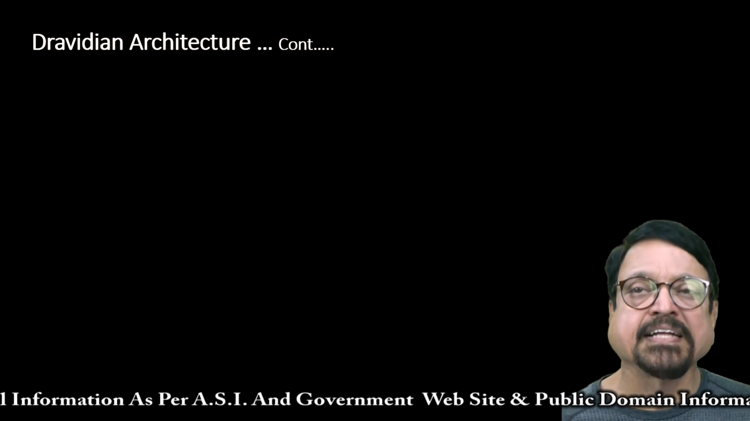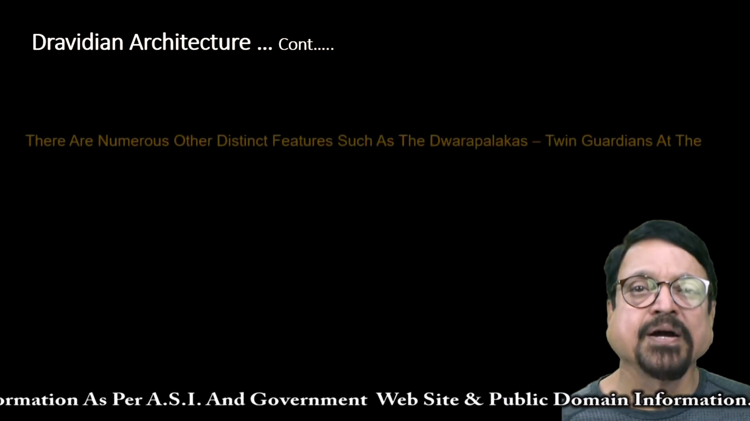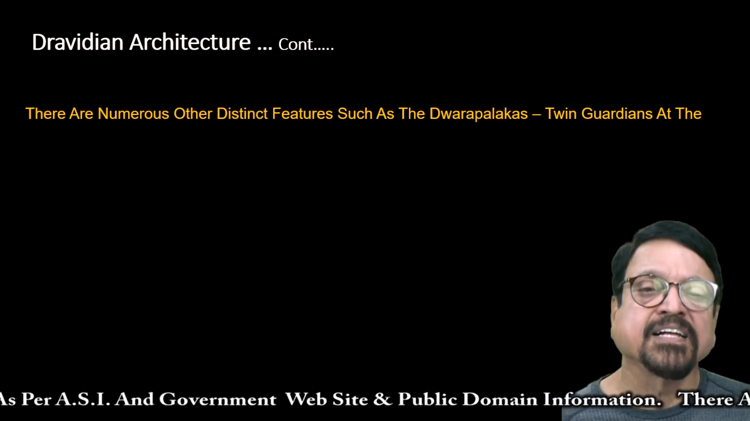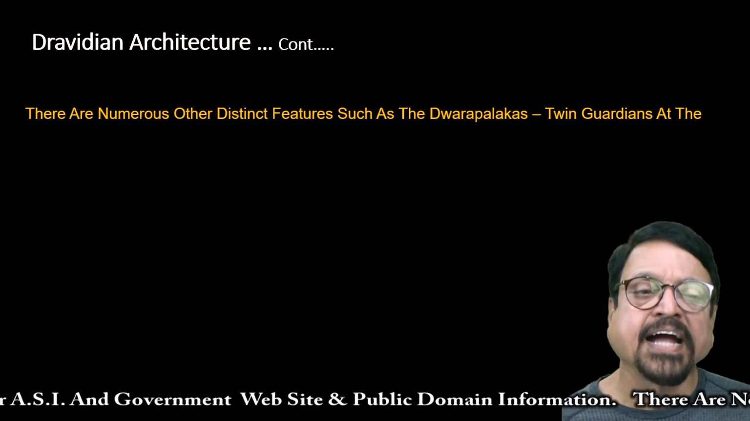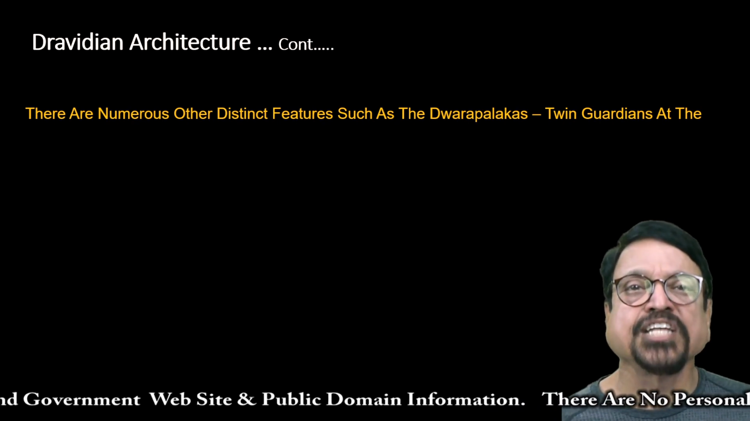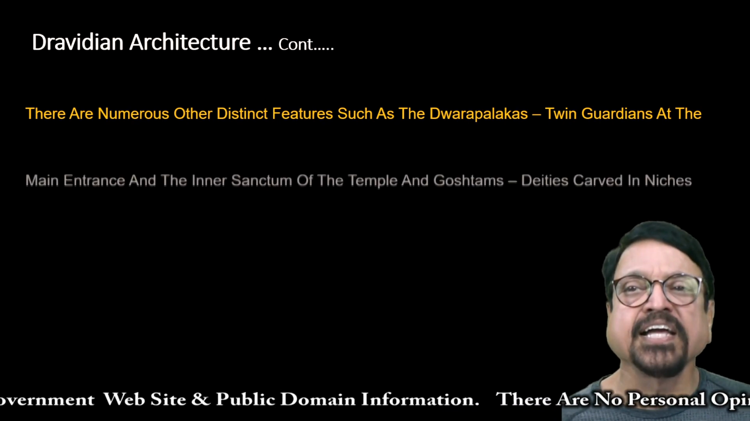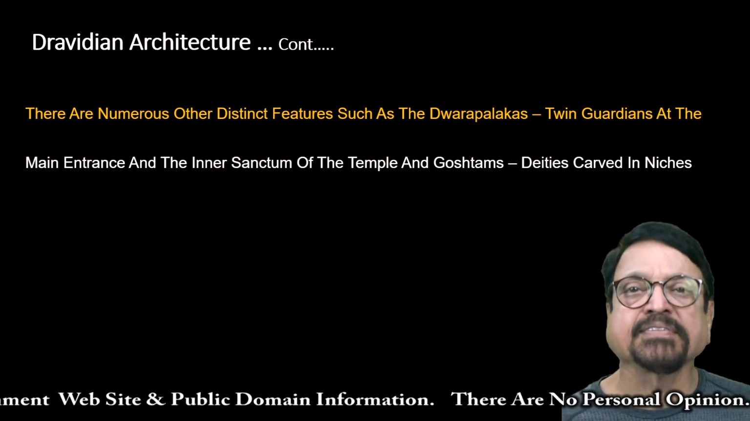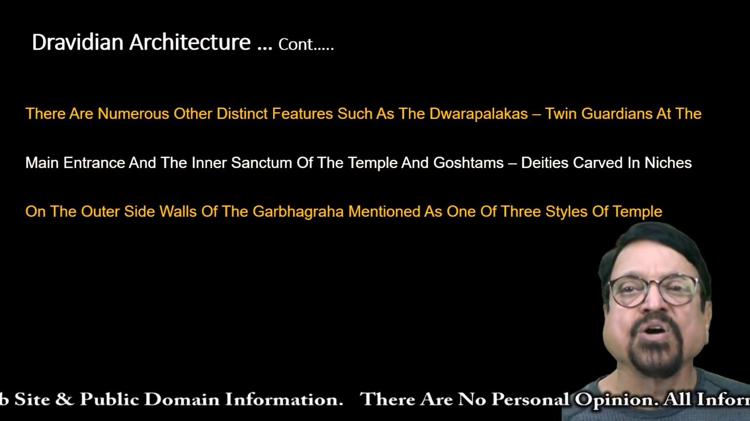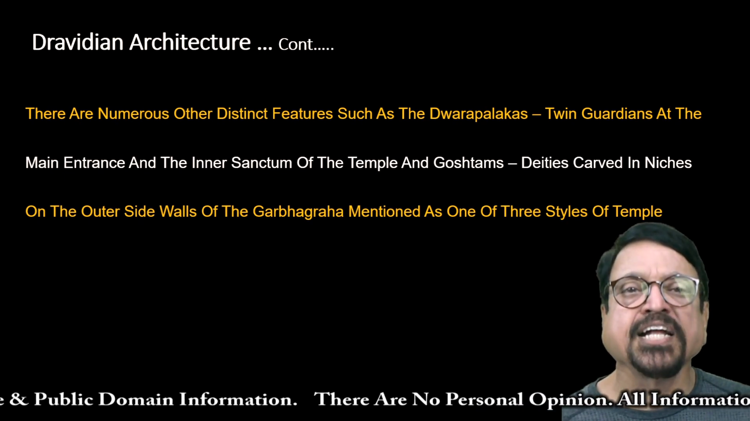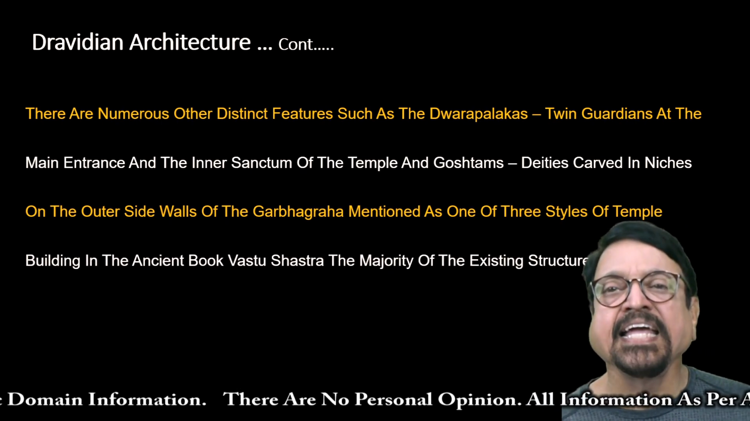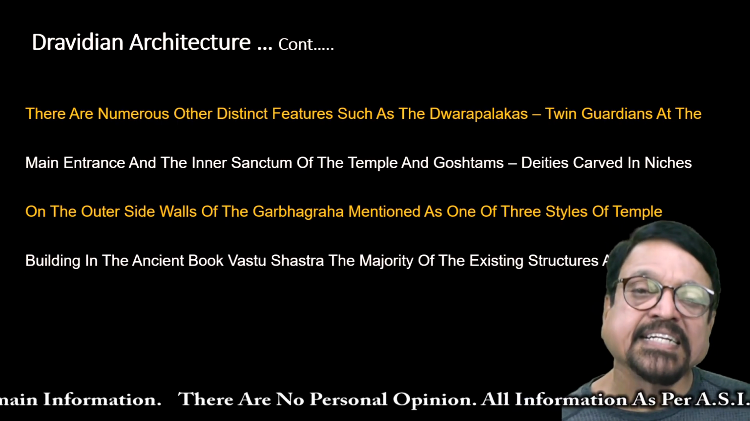Continuing on Dravidian temple style, we have seen the Garbhagriha, we have seen the doors of the Garbhagriha. There are guardian idols, deities. There are numerous other distinctive features such as Dwarpalikas, twin guardians at the main entrance of the Sanctum Sanctorum, then some carved niches on the outer wall of the Garbhagriha, mentioned as one of the 3 styles of temple building in the ancient as they are described.